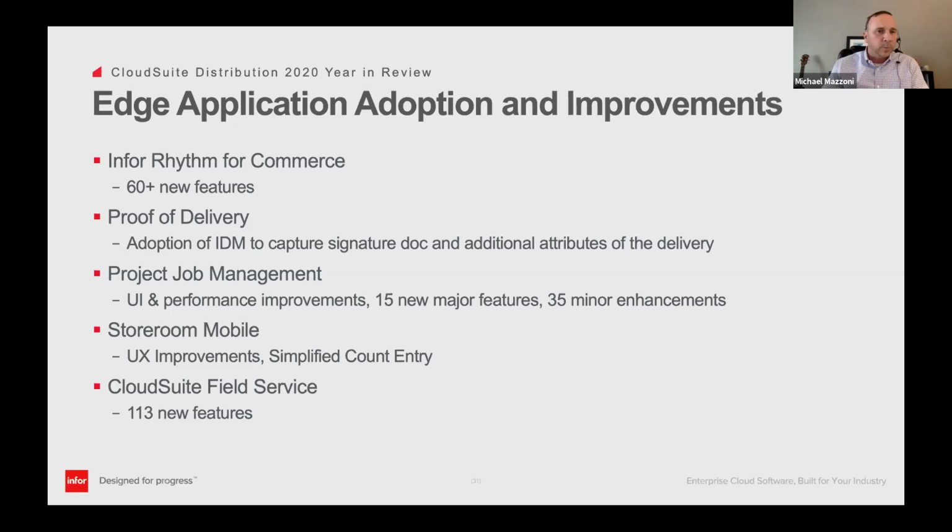From a proof of delivery perspective, with CloudSuite Distribution, we have mobile proof of delivery capabilities as a core component. We've taken the signature itself and the documents, and we've tied that into Infor document management. So not only are those documents quickly and easily visible from order inquiry as an example, but your signature is going to be embedded in the document that's generated from IDM.